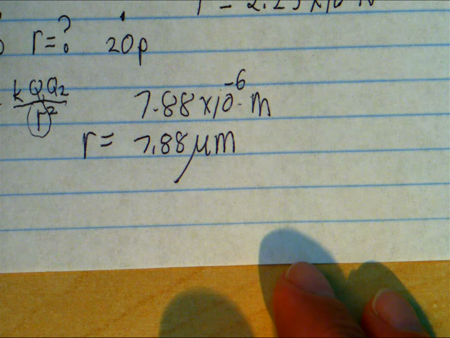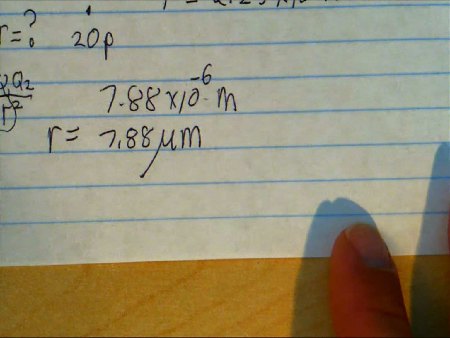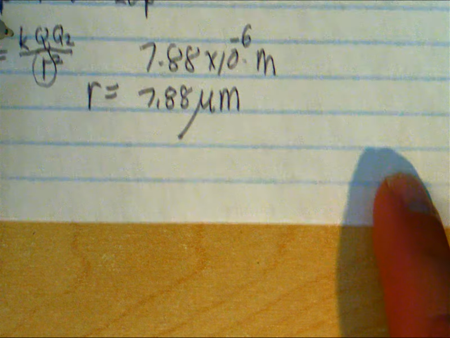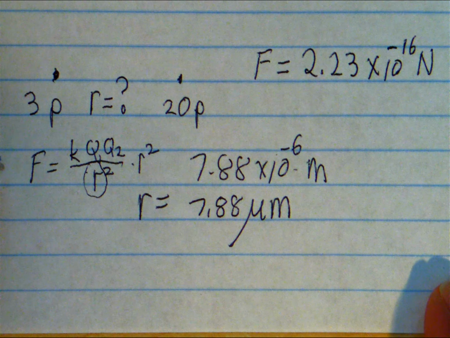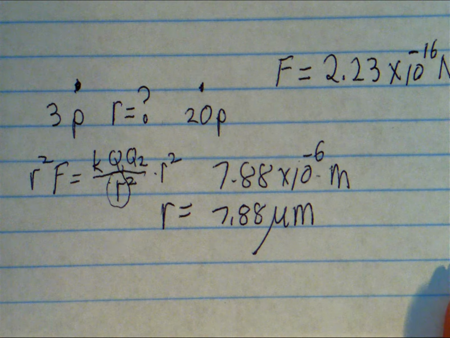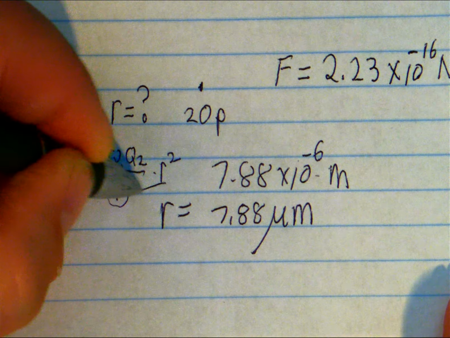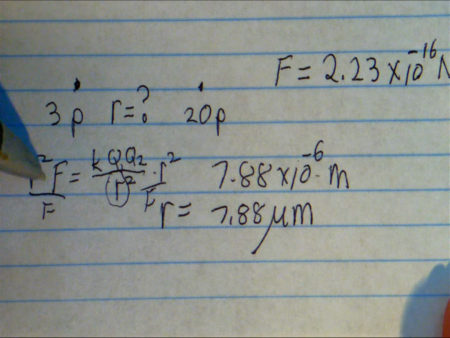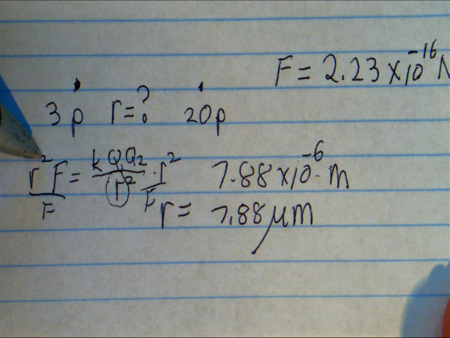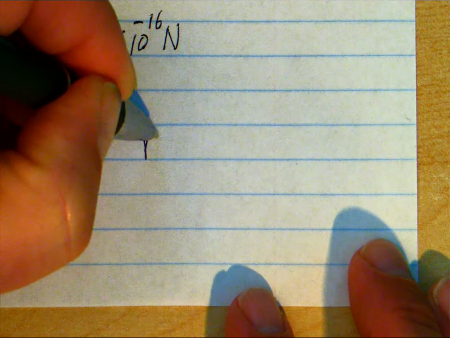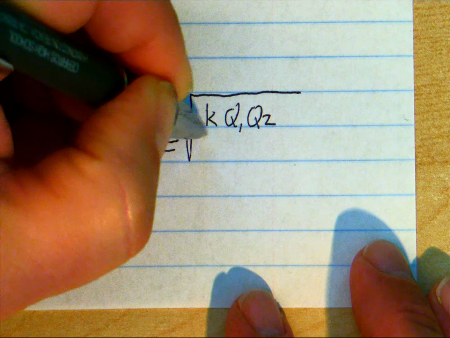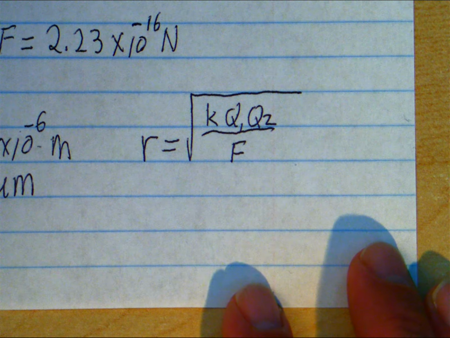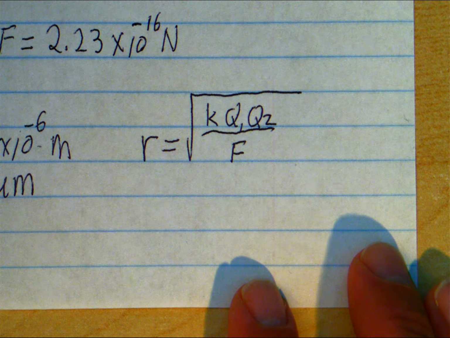So 7.88 microns. To get that, by the way, you should have algebraically first multiplied both sides of Coulomb's law by r squared. Then divide both sides of Coulomb's law by F, the force. And finally, take the square root of both sides. That means R was the square root of K, Q1, Q2 divided by F, all of that underneath the radical sign.